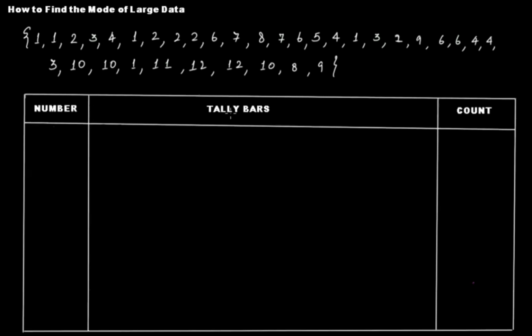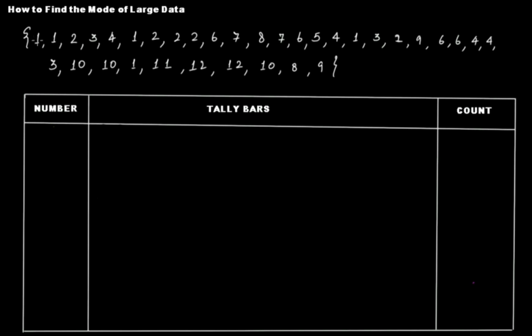We are going to use tally marks. First you will make a column of all the numbers present here. We'll have to mention them here. Then we'll use tally marks to count their occurrence, and then the final count. So let's begin. First you have to write all those values here in ascending order.